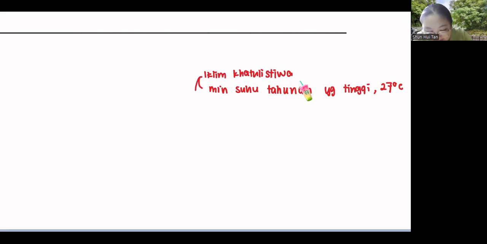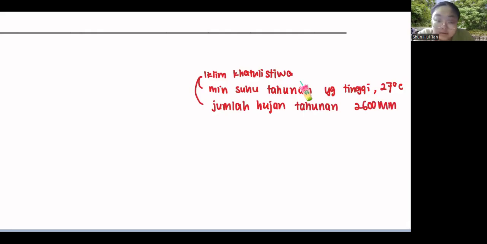And then normally, if only 3 marks to ask you explain iklim di Malaysia, then you tell me iklim khatulistiwa panas dan lembab, min suhu tahunan, jumlah hujan tahunan. How much? 2,600 mm. Okay, this is the common one that they most ask in the ciri-ciri.